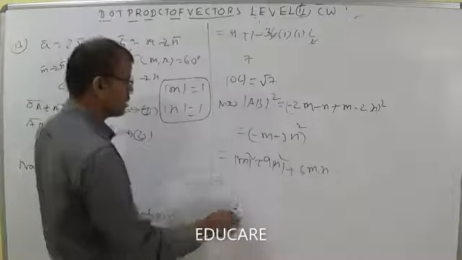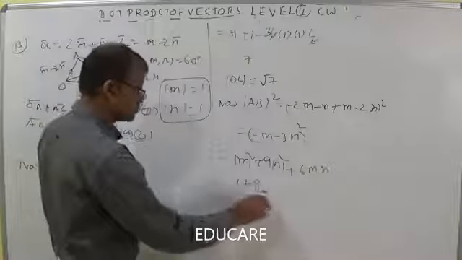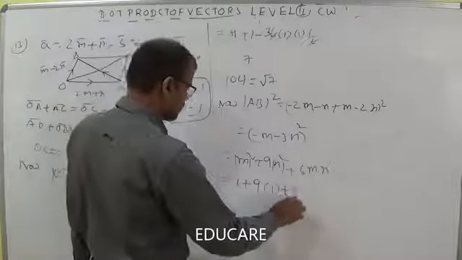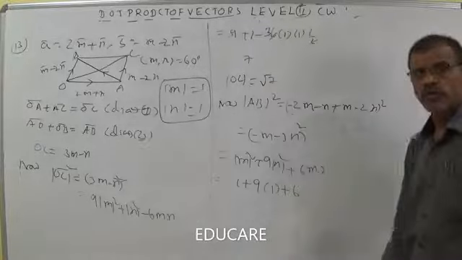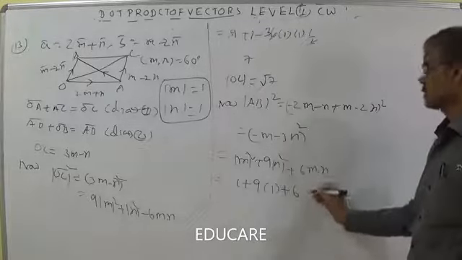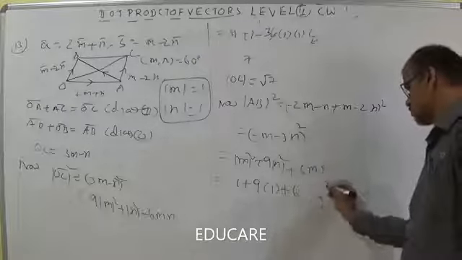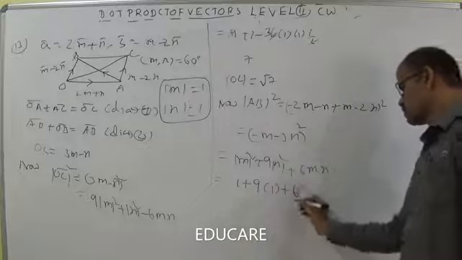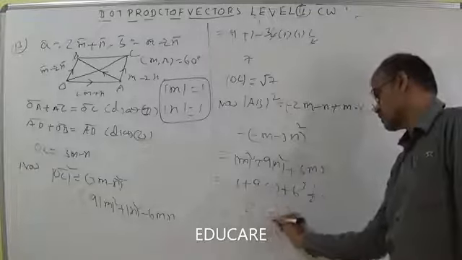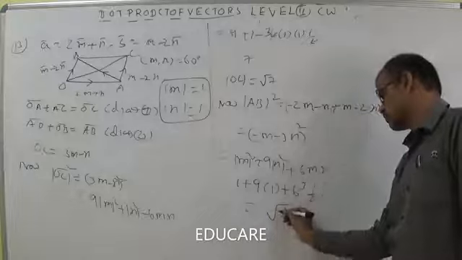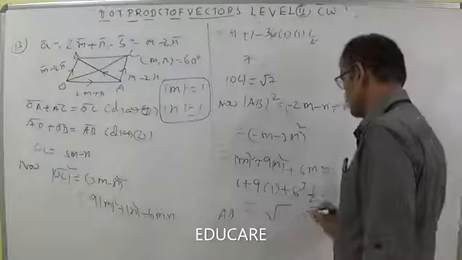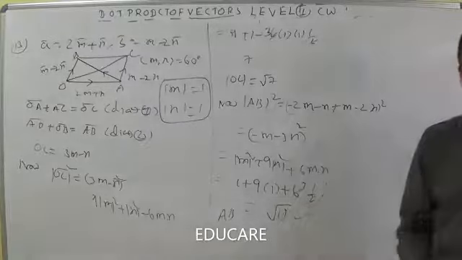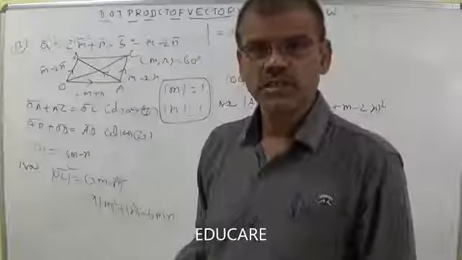M square magnitude is 1, plus 9 into 1, plus 6 into mod m into mod n into cos theta, 1 into 1. What is the value of cos theta here? Cos 60 is 1 by 2. You can write 3, 9, 1, 10, 13. So you can write the modulus of AB equal to root 13. It is a diagonal. Okay, let us discuss in the next class.